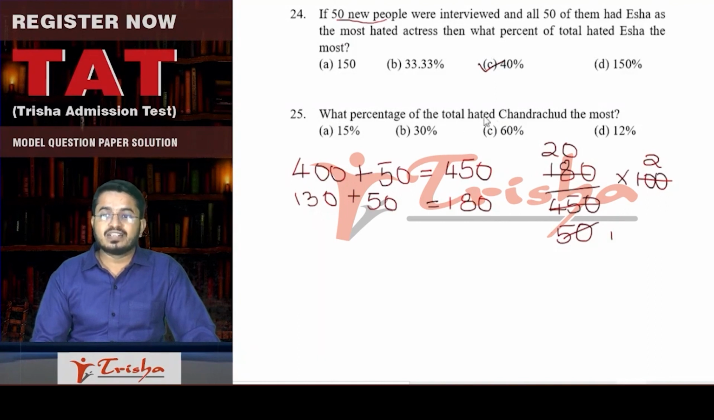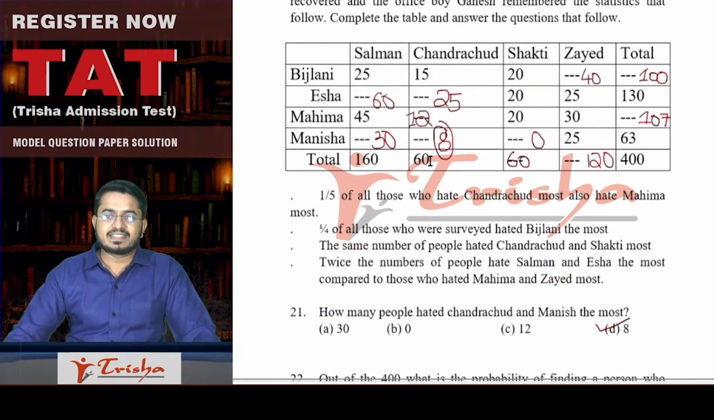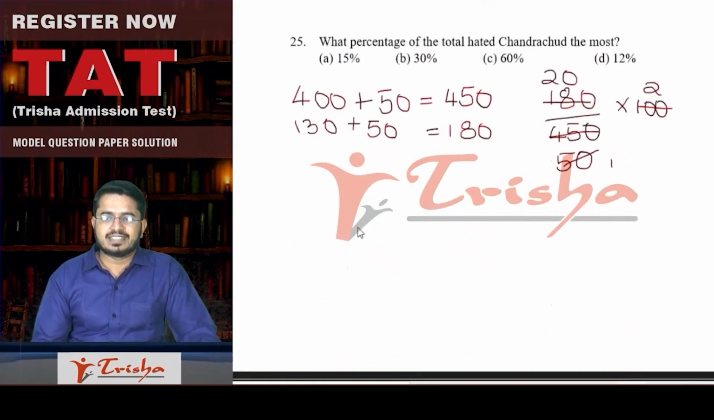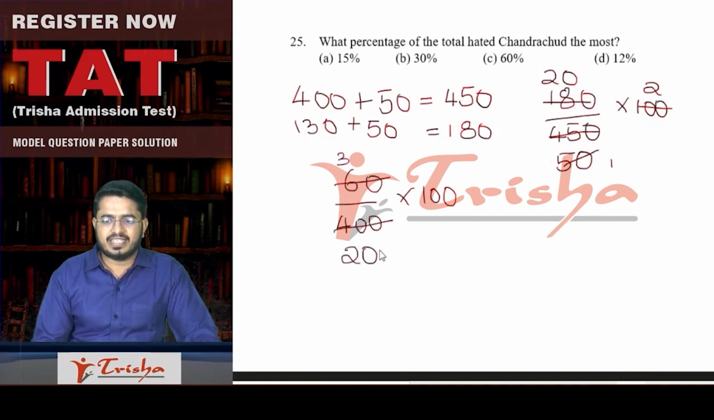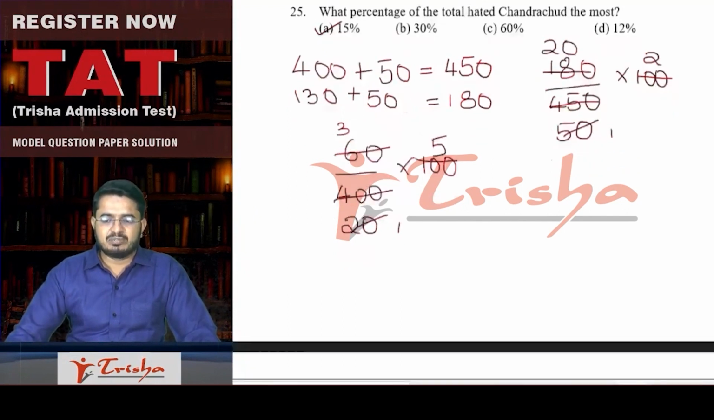What percent of total hated Chandrachud the most? Now, what do we have to take? How many people hated Chandrachud? 60. What was the surveyed number? 400. So just divide 60 by 400, 60 divided by 400 into 100, correct? So 20 3s are 60, 20s are 400, right? 1s are 4s are. So 5 into 3, 15%. So the percentage of people who hated Chandrachud the most was 15%.